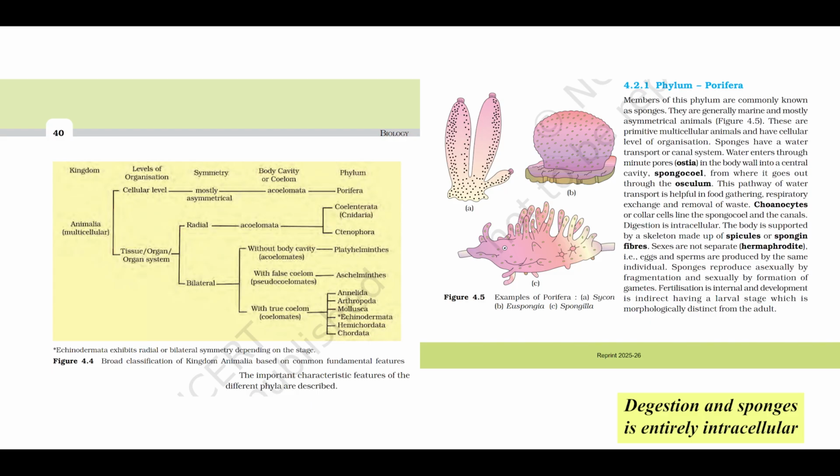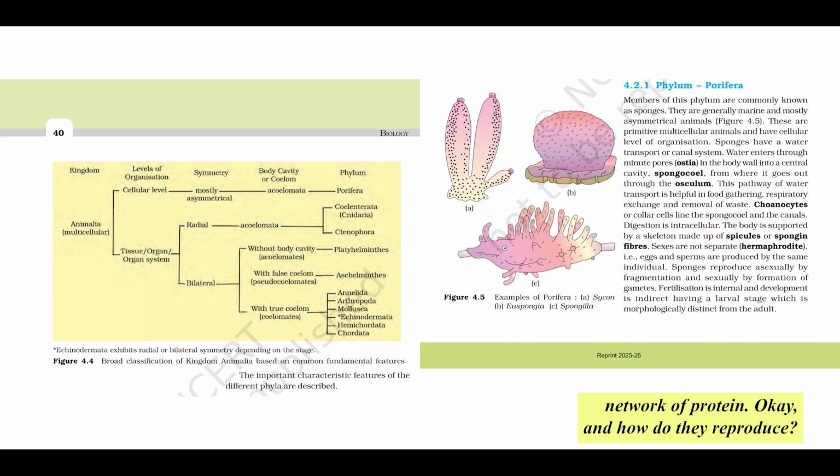Digestion in sponges is entirely intracellular, happens within individual cells. Their body gets support from a skeleton made of tiny spicules, microscopic needle-like structures made of calcium carbonate or silica, or flexible spongin fibers, a network of protein.